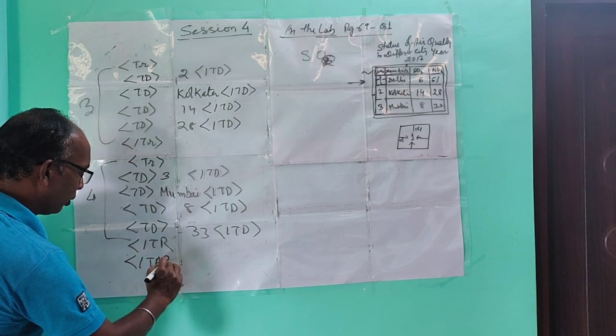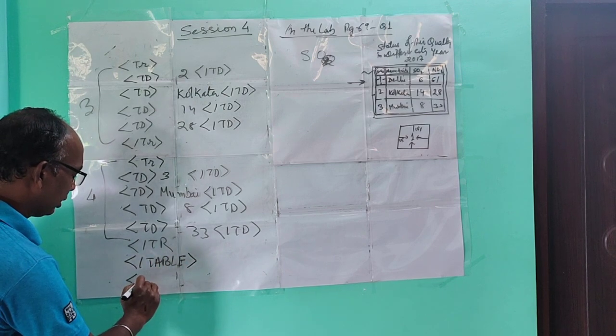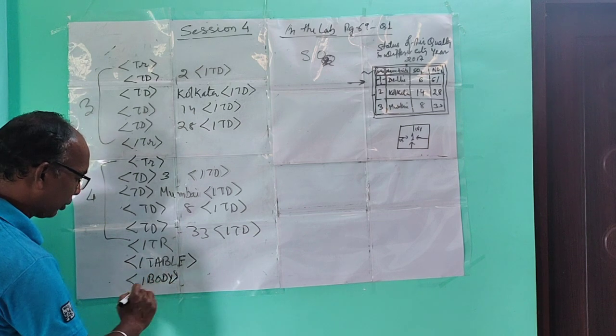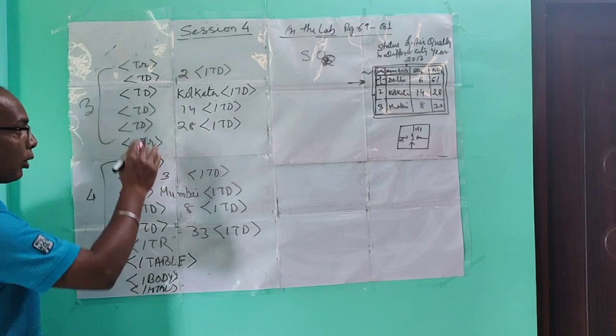This is the most important. When you open table, you have to close the table also. Then close body, then close HTML. So our program is finished.